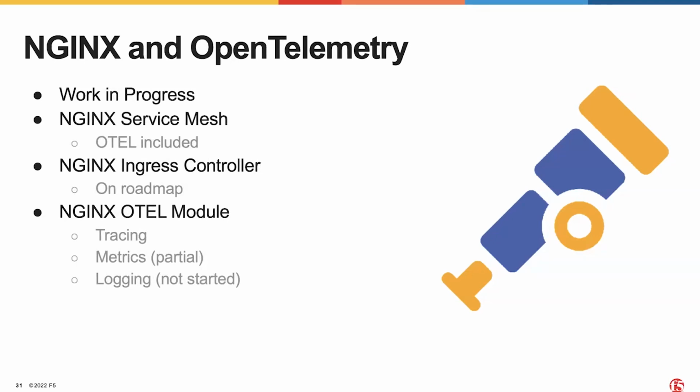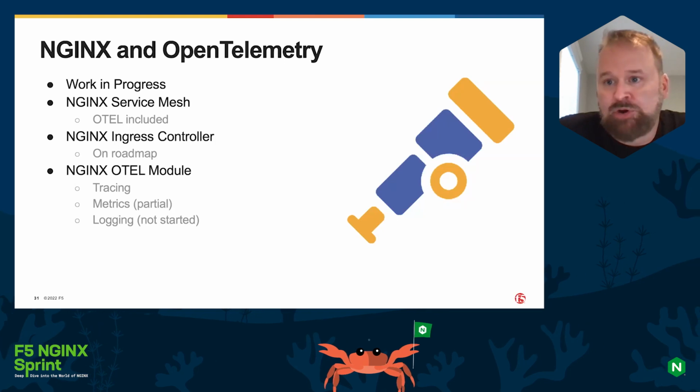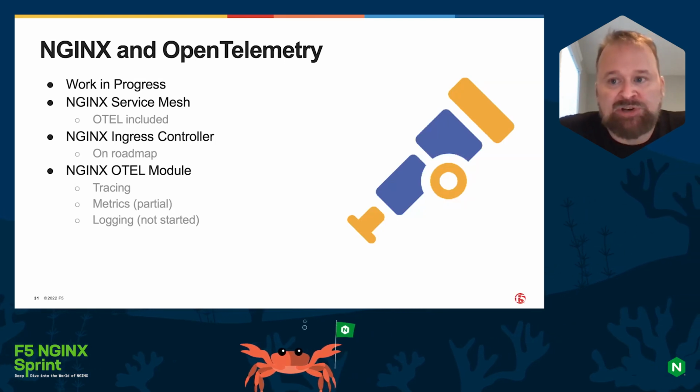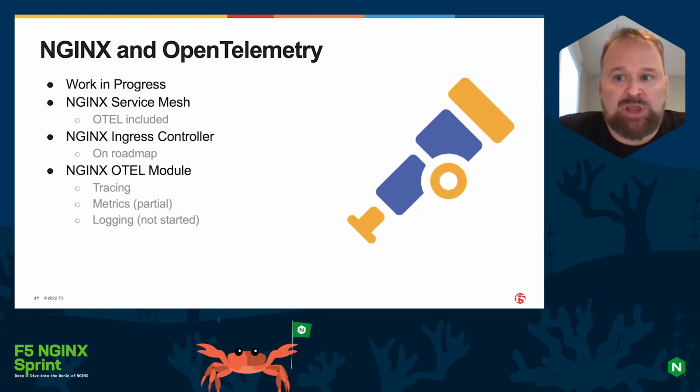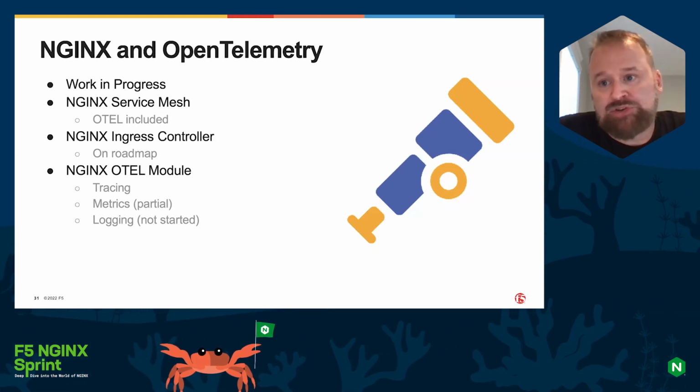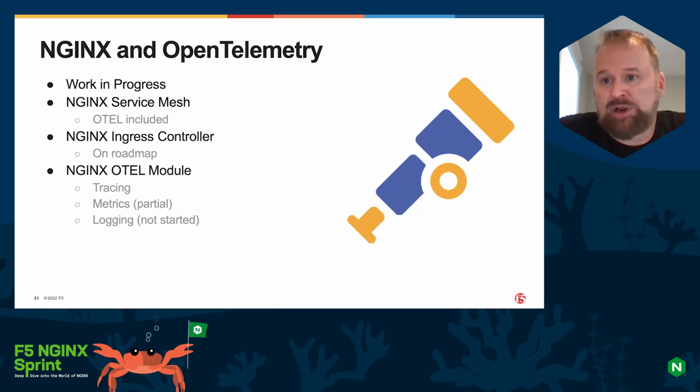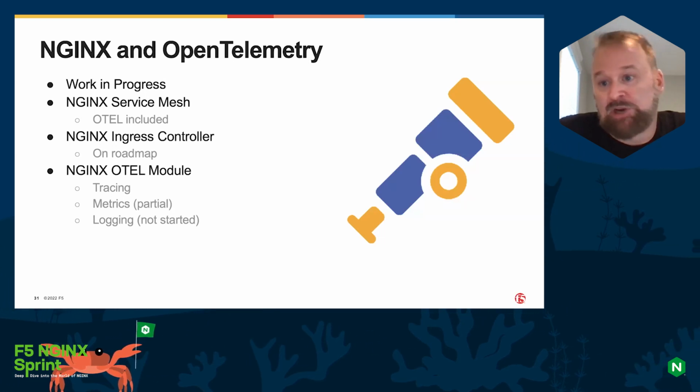NGINX and OpenTelemetry. This is a work in progress. Currently, OpenTelemetry is included in the NGINX Service Mesh product. It is on the roadmap for the Ingress controller. And the NGINX Hotel module supports tracing, a partial set of metrics, and is planning on adding logging in the future. As these products reach more maturity with OpenTelemetry, we will continue to add them into our model within Mara, both as a way to showcase the power of OpenTelemetry and a way to show people how to use these NGINX products with OpenTelemetry in a production environment.